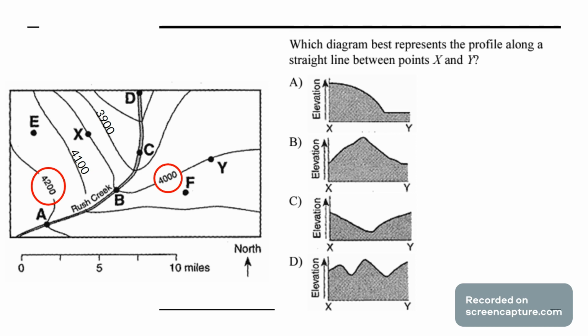So as you walk from X down to this river, we're starting at 4,000, going down to 3,900. Getting to the river, we cross that 3,900 line again, back up to the 4,000. So we are going from X down to the river, back up to Y. And the answer that reflects that is C, where we're going down from X, back up to Y.